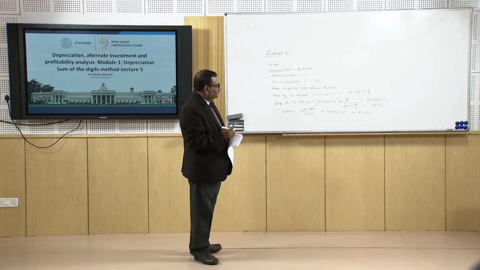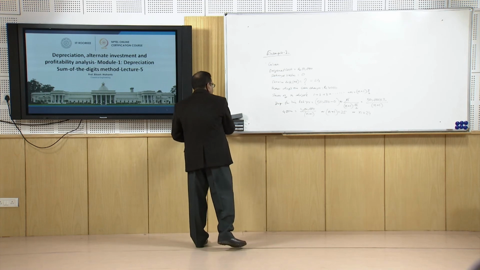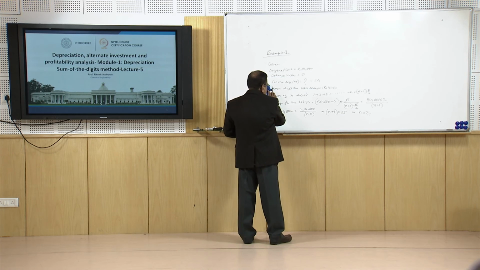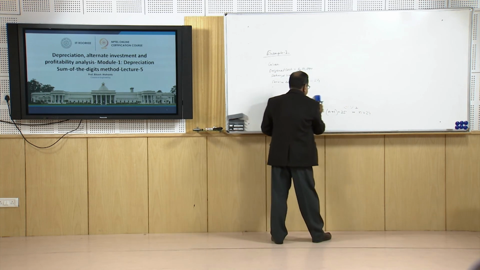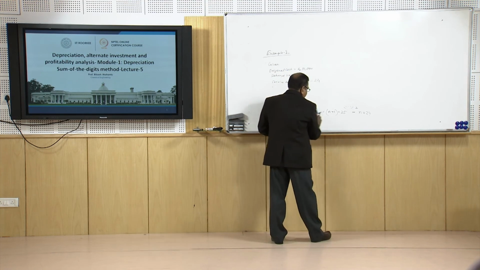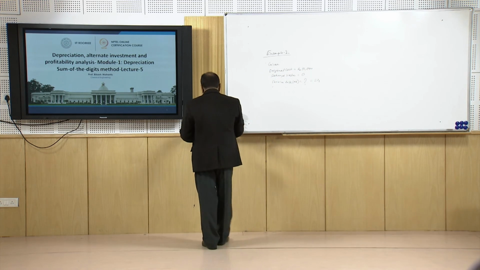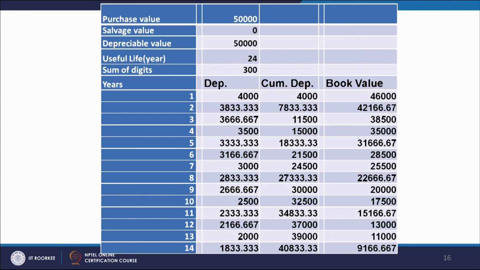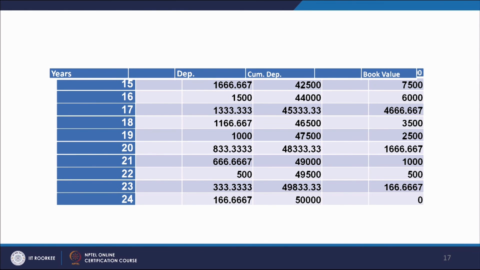Now, the things are simple. We have to compute the depreciation from first year to 24th year and tabulate it. This will take a lot of time, that is why I have already calculated using Excel, and I will show that to you. This is the table which shows depreciation up to 14th year, and here we see that in the first year the depreciation cost is 4,000, and this shows up to 24th year. Here we see that the cumulative depreciation is 50,000, and the book value at the end of the 24th year is 0.